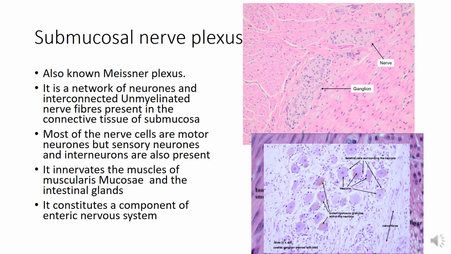Okay, so submucosal nerve plexus, also known as Meissner's plexus. It is a network of neurons and interconnected unmyelinated nerve fibers present in the connective tissue of submucosa. Most of the nerve cells are motor neurons, but sensory neurons and interneurons are also present, and they are part of the enteric nervous system, and they innervate the muscles of muscularis mucosae and the cells of the intestinal glands, as well as the glands present in the lamina propria.